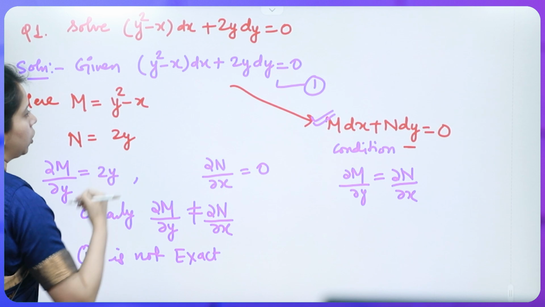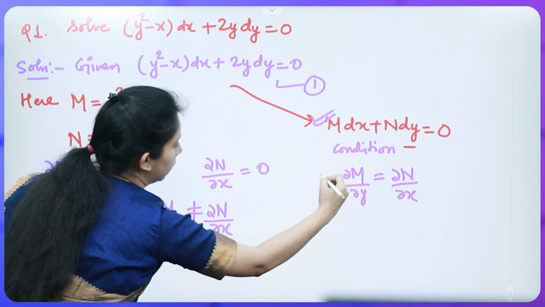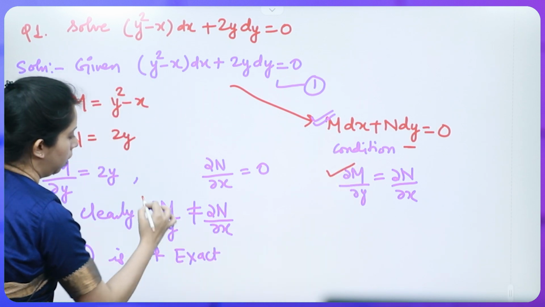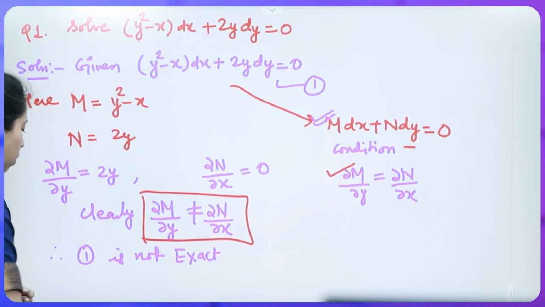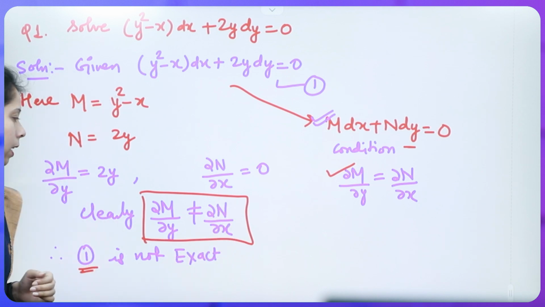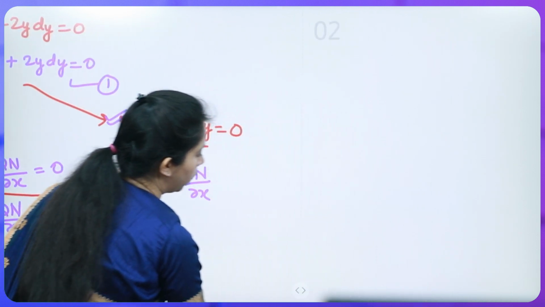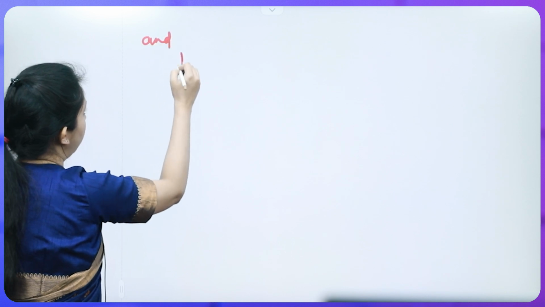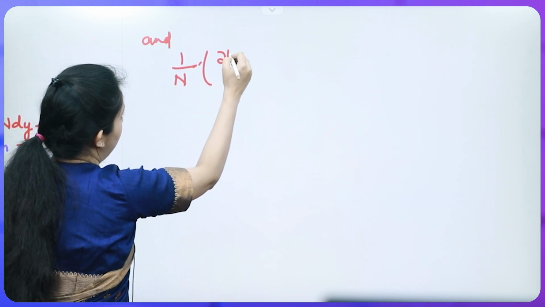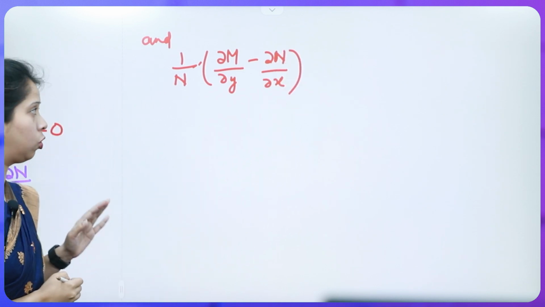But here, equation number 1 cannot satisfy the condition del M upon del y equal to del N upon del x. Here the value of del M upon del y is different and the value of del N upon del x is different, which implies that equation number 1 is not an exact differential equation. So, what can we do? We can convert this first order differential equation into an exact differential equation by simply finding the integrating factor. And one more condition we have: 1 upon N (del M upon del y minus del N upon del x) should be a function of x alone.